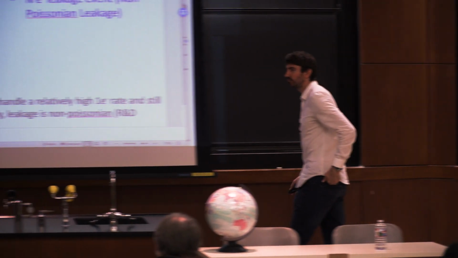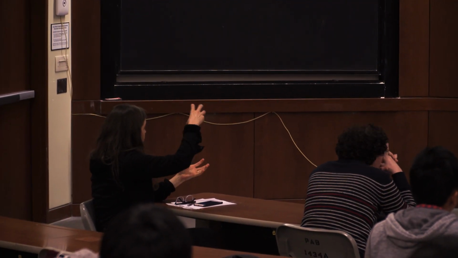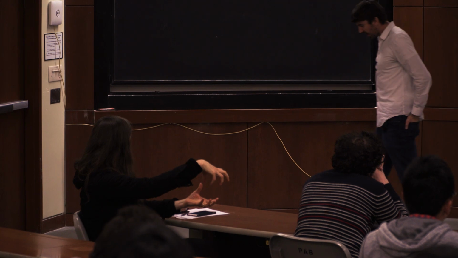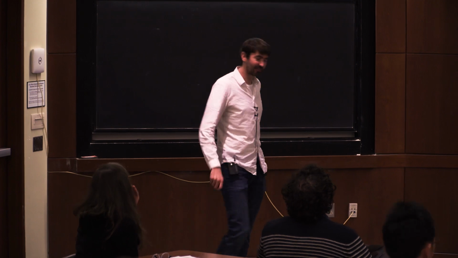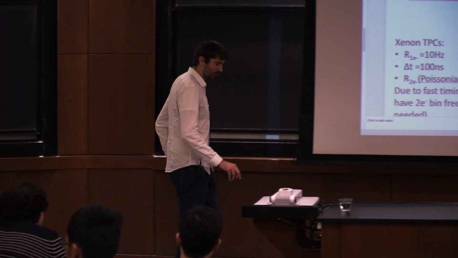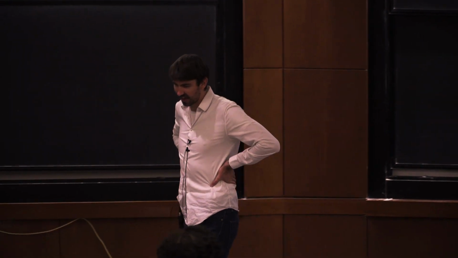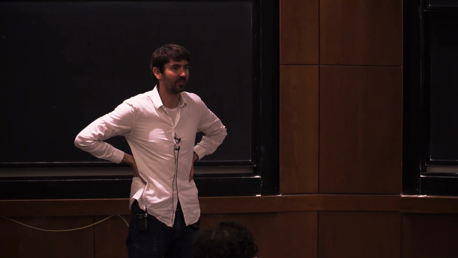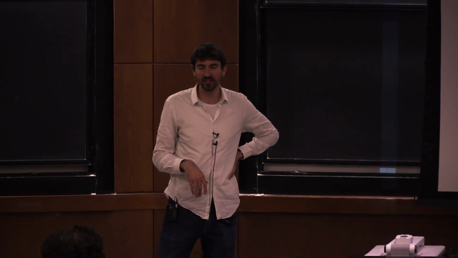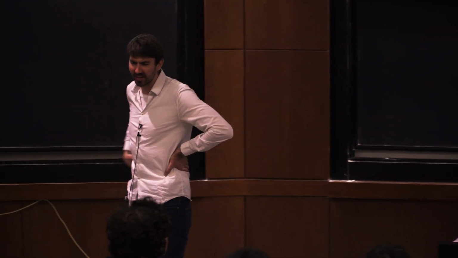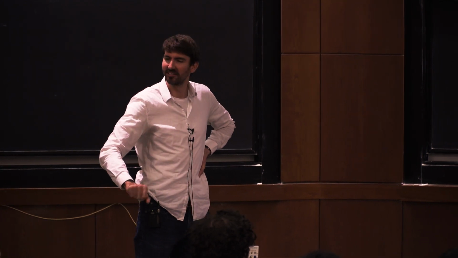Couldn't you test this by running the experiment with the dirty xenon and just seeing if there are tons more events than when it's ultra pure? Yes, sure. So the question is what experimental tricks you could use to figure out where these non-Poissonian leakage events are coming from. One answer was run it dirty, so leave some impurities. I haven't seen this one done, but it's a good idea.